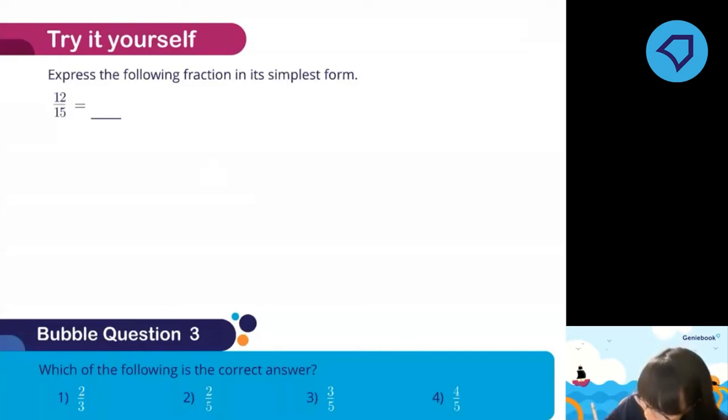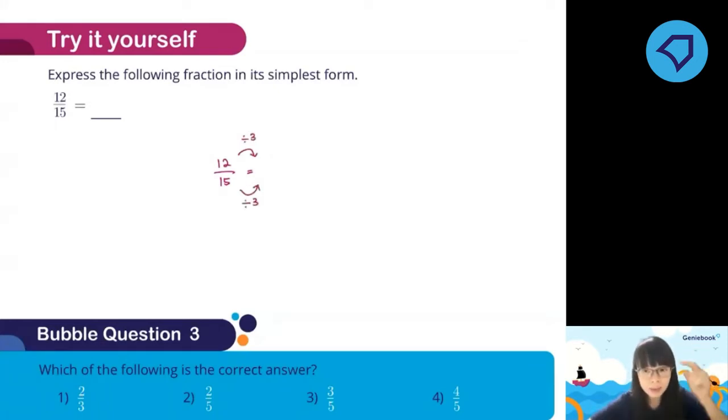I see a lot of you got the correct answer already. Okay, let me write this one down. We have 12 over 15. 12 and 15 will both appear in your what timetable? 2 timetable, 3 timetable, 4 timetable. Which one? It will appear in your 3 timetable. Yes, it will appear in your 3 timetable. So we are going to divide by 3 and divide by 3. And once you're done with that, think about whether the next fraction is already in its simplest form or can it still be divided further. You have 20 more seconds.